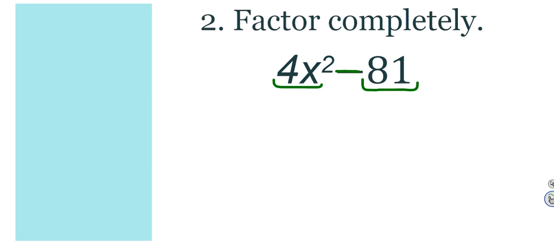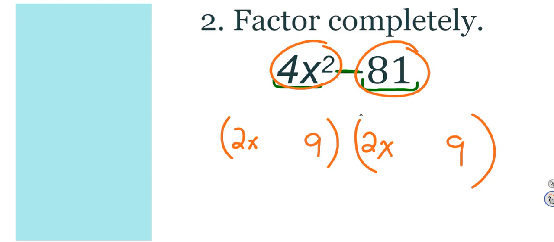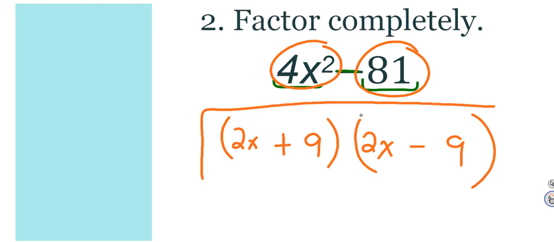And is it a minus sign? Yes. As soon as we say yes to all those things, we can set up our parentheses and start working. The square root of 4x squared is 2x, because 2x times 2x is 4x squared. The square root of 81 is 9. If you don't know that, once again, you'll always have your calculator. Put the 9 there and the 9 there. We can put the plus, we can put the minus, doesn't matter what order, and we're done.